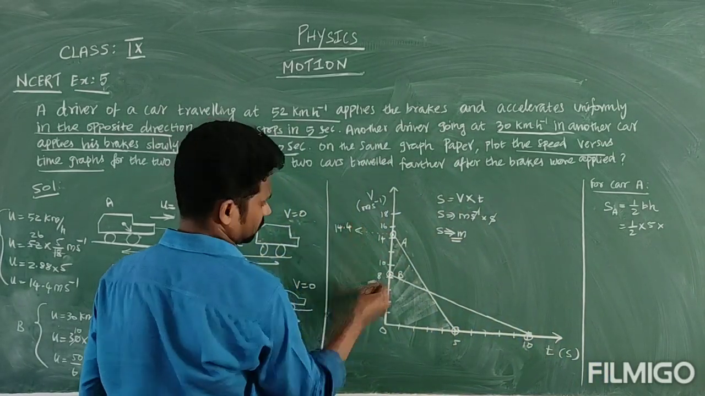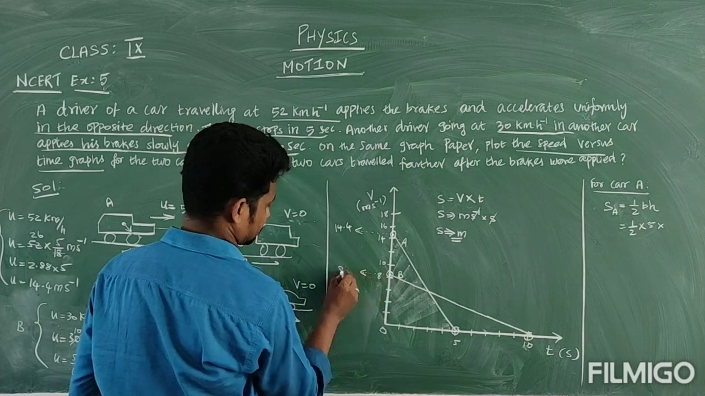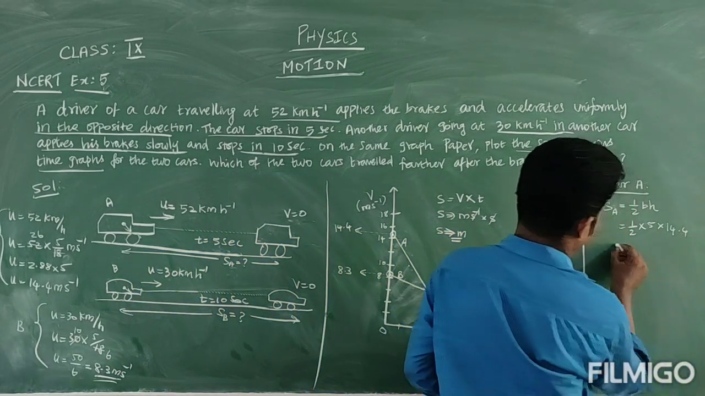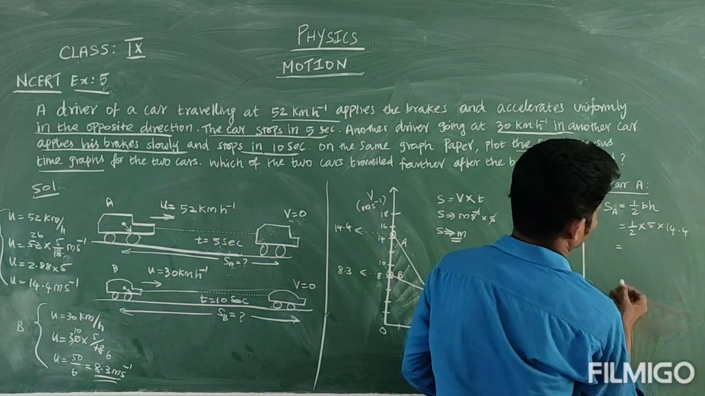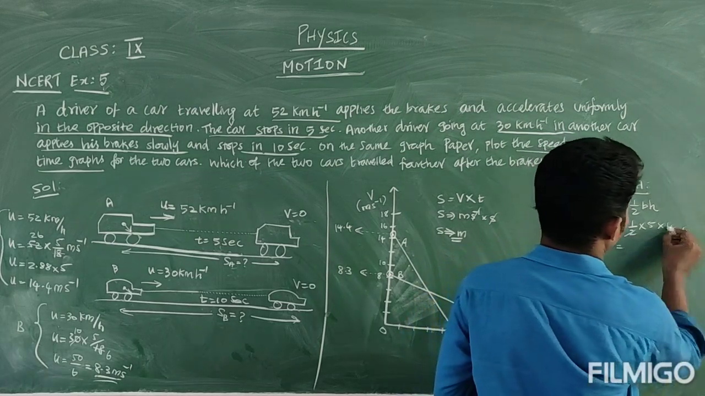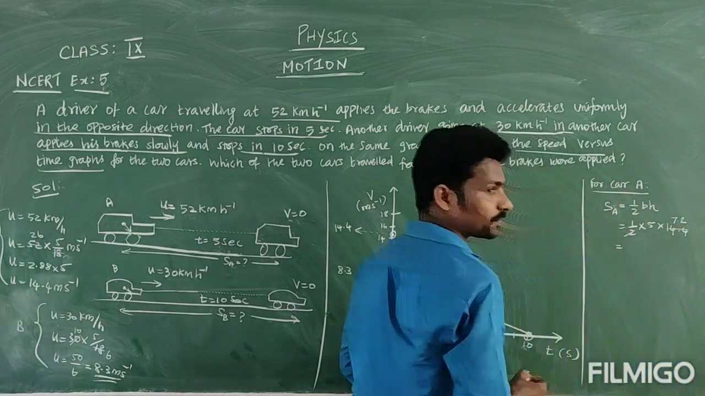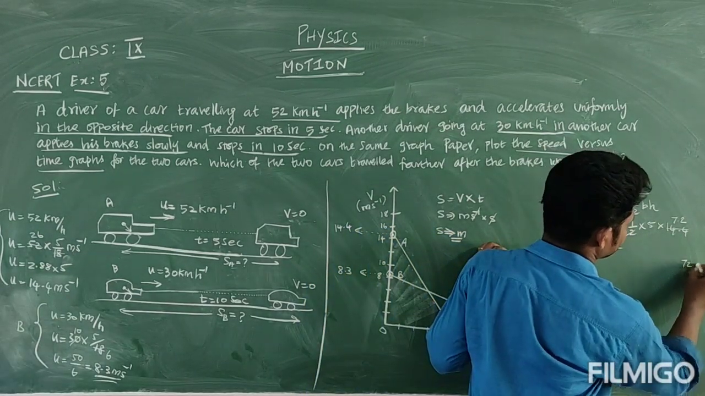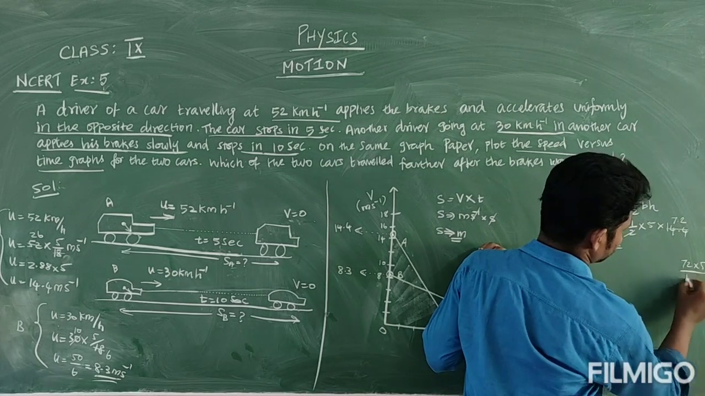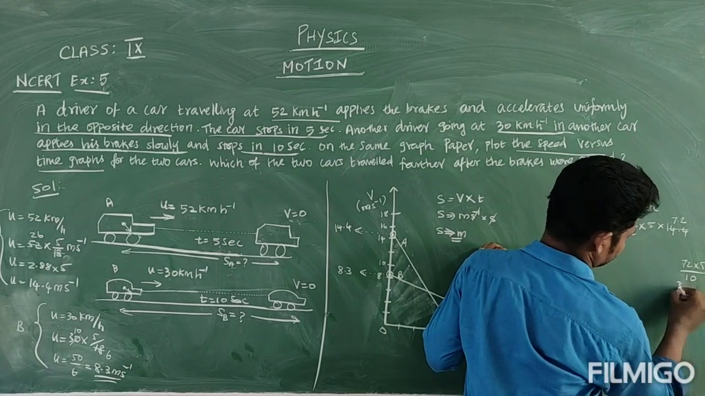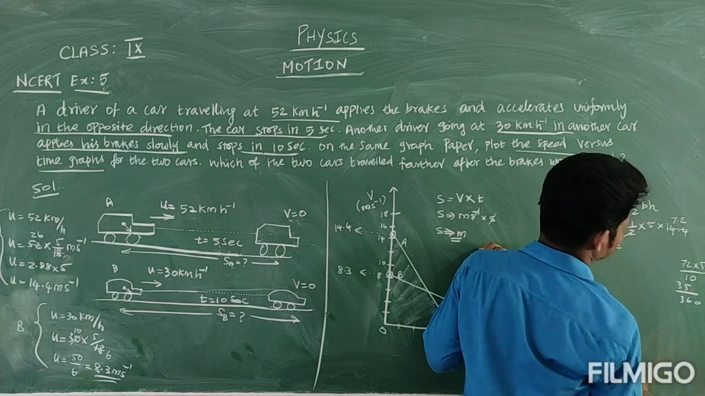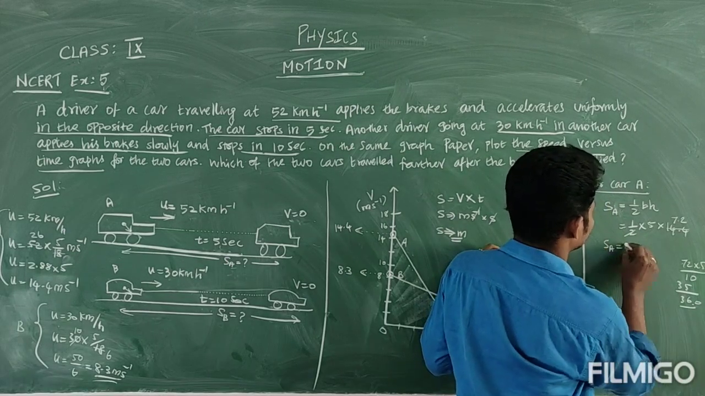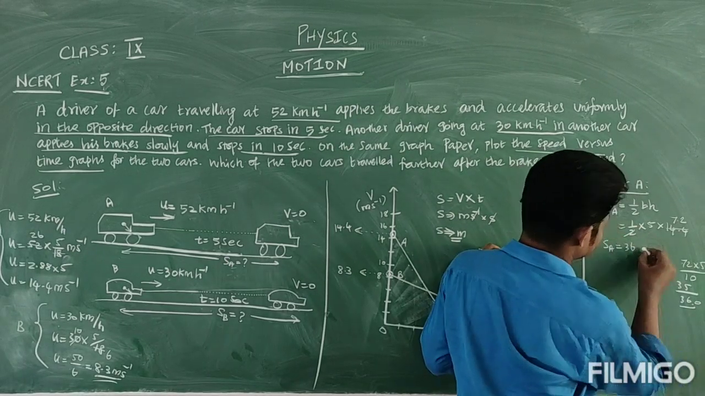This value is 14.4, and this value is 8.3. So half of 14.4 is 7.2, then 7.2 into 5. 72 into 5: 5 into 2 is 10, 7 into 5 is 35, so we can write 360. With one decimal here, we get 36. So the distance travelled by the first car is 36 meter.